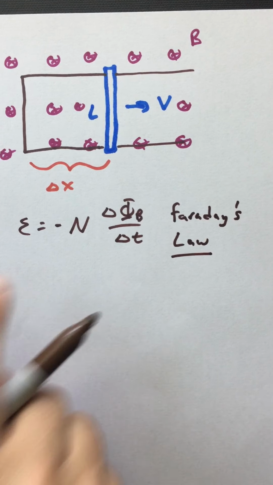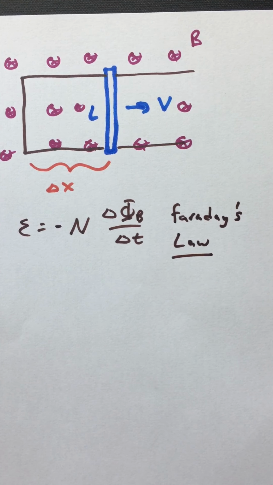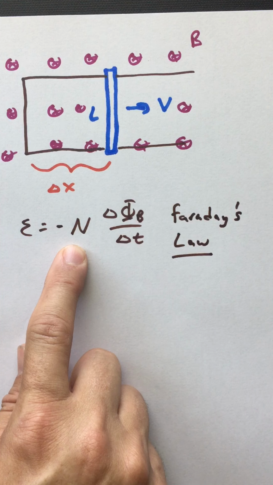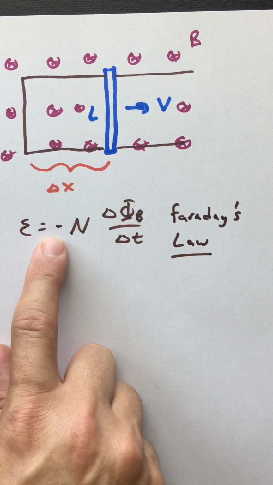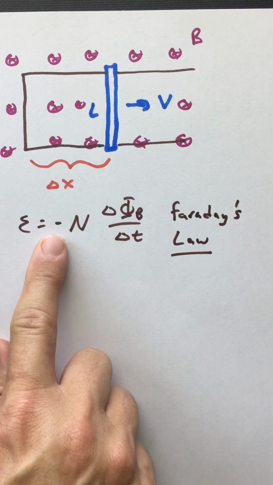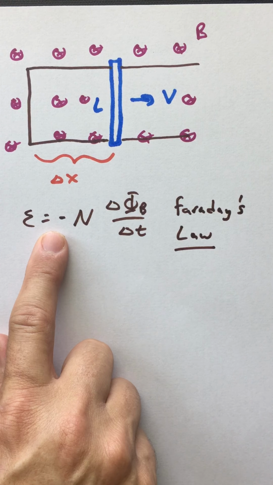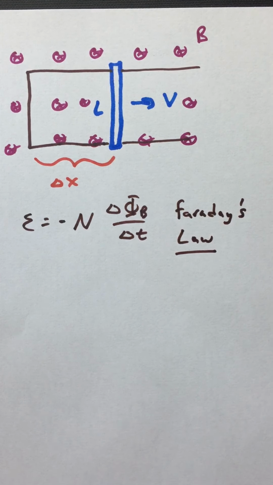This tells you that I'm inducing an EMF in some sort of coil of conducting material because I've got a changing magnetic flux. Remember, the N tells you how many turns of wire I have. The negative sign tells you that the induced EMF is going to seek to counteract the change in flux. So let's look at this situation.